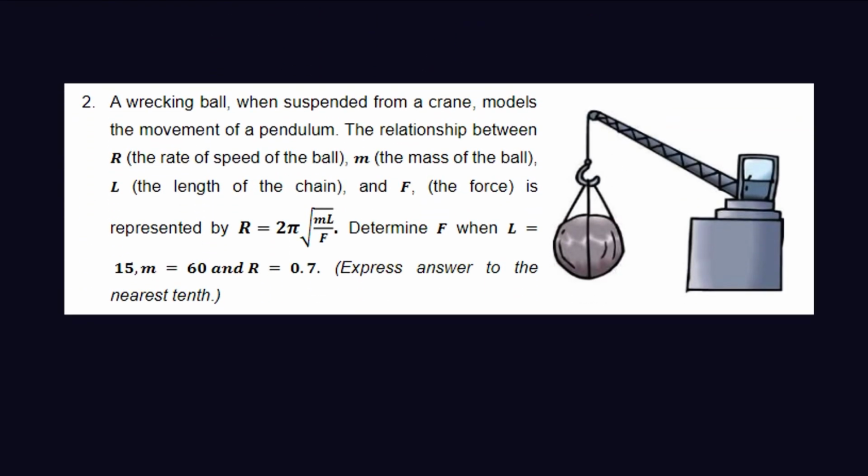Now let's move to number 2. A wrecking ball, when suspended from the crane, models the movement of a pendulum. The relationship between the rate of the speed of the ball, r, the mass of the ball, m, the length of the chain, l, and f, the force, is represented by r is equal to 2 pi square root of ml over f. Determine f when l is equal to 15, m is equal to 60, and r is equal to 0.7. Express your answer to the nearest 10.